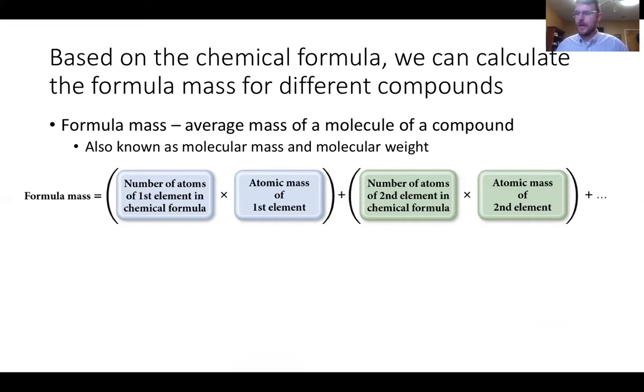So let's look at a couple examples on how to calculate formula mass. Formula mass is pretty easy to calculate. I'm just going to walk you through it to show you how we do it. And then once we have the formula mass, we can plug that into an equation calculating the number of moles, just like we would for an individual element. So let's look at a couple examples.